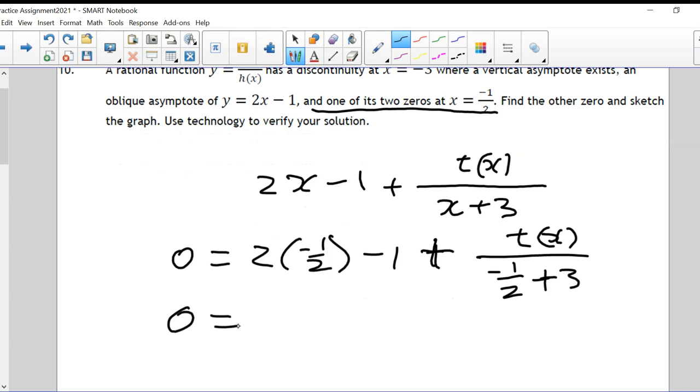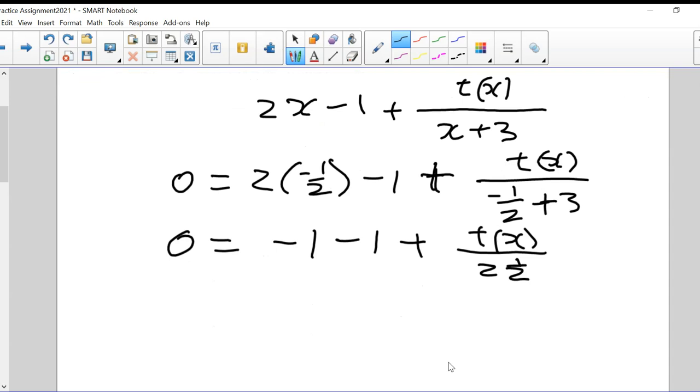So 0 is equal to 2 times minus a half, which is minus 1. So that's 1 minus 1, and then plus some function t of x. We're not sure what that is yet. T of x over minus a half plus 3, which is actually 2.5. All right. And then let's change the mixed fraction into an improper fraction, and simplify the right side. So this is minus 2 plus some function, we don't know what that is yet, over, I'm going to call this, 5 over 2.